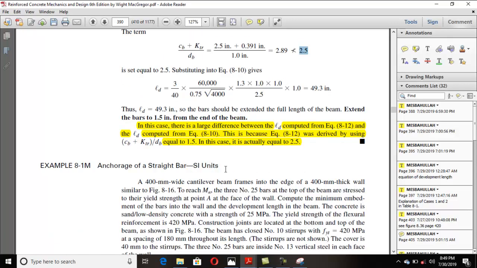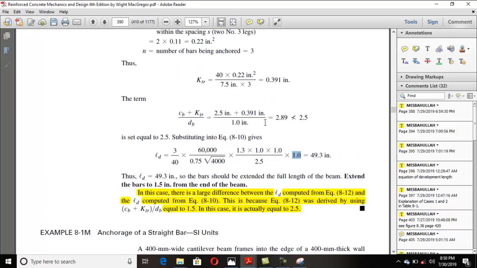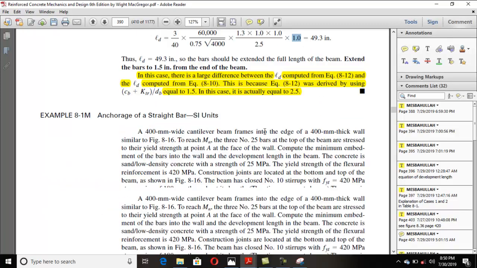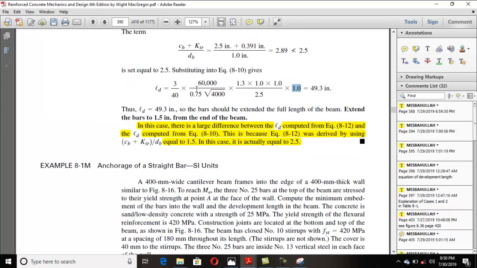So 2.5 is taken. 1.3 multiplied by 1 is already less than 1.7. So that criteria is also fulfilled. That is 1 DB, the diameter of the bar is 1. And the rest of the thing is the same. You will get 49.3 inches. The LD is now 49.3 inches. This is the correct answer. This is the exact answer.